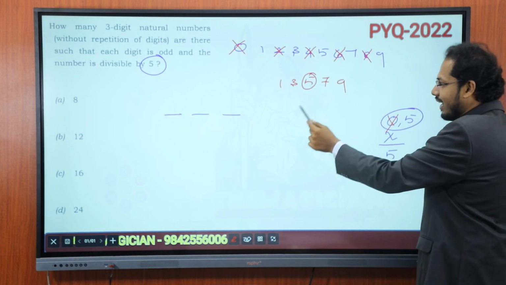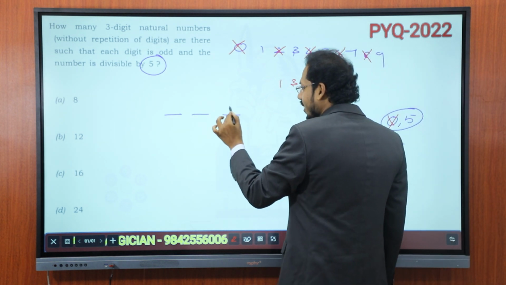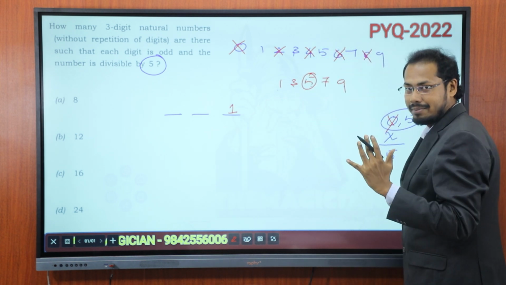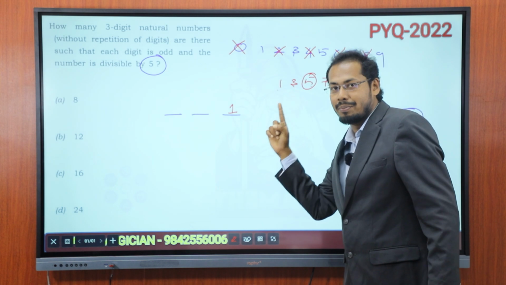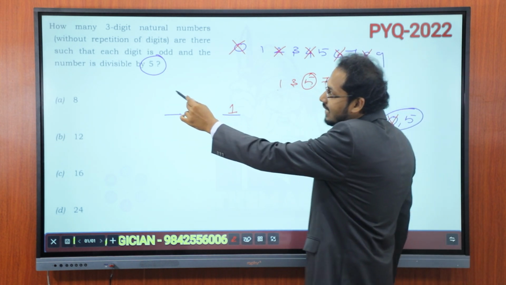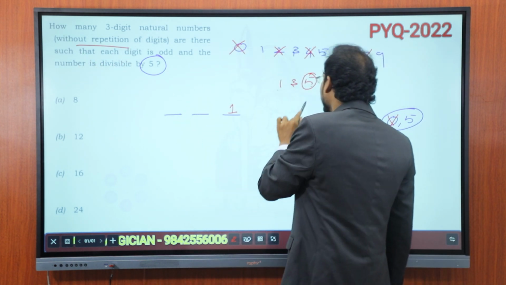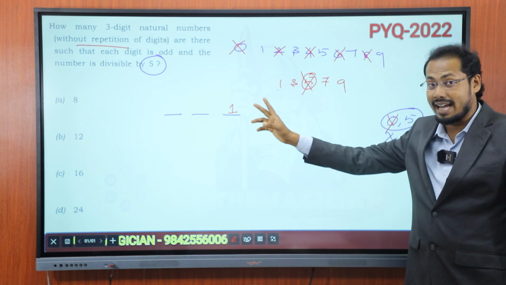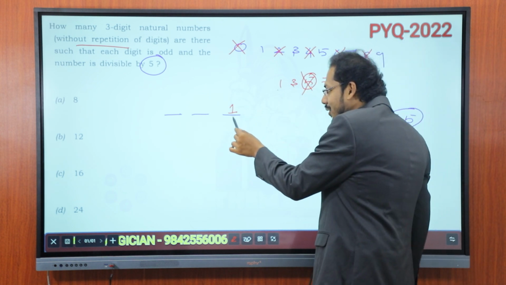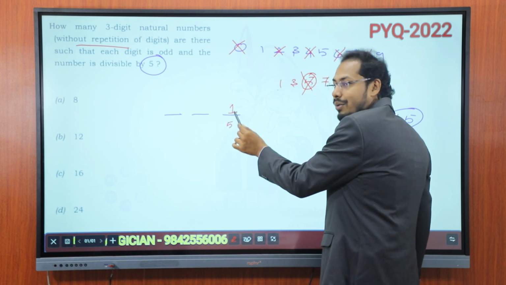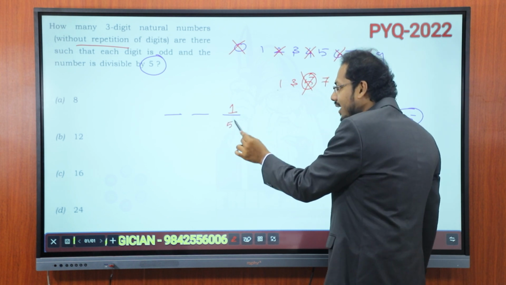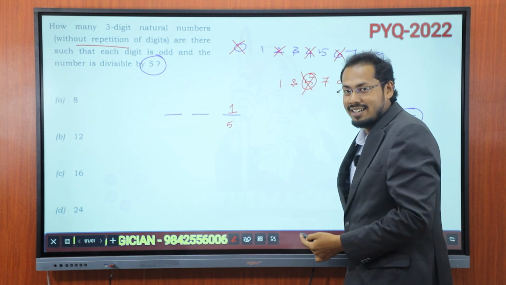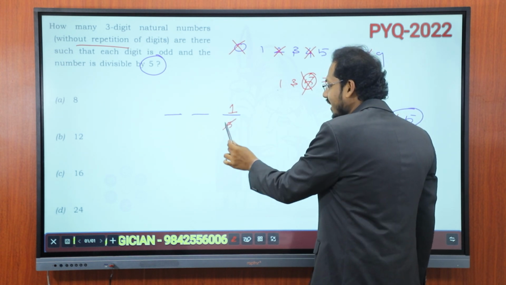So this 5 I can write here. Out of the 5 numbers 1, 3, 5, 7, 9, one number I am going to place here. They say without repetition, so hereafter we can't use this 5. Why don't I write 5 here? I am writing 5 only, but I am denoting it as one number, since I am writing this as a permutation. So 5 I am writing here as 1.